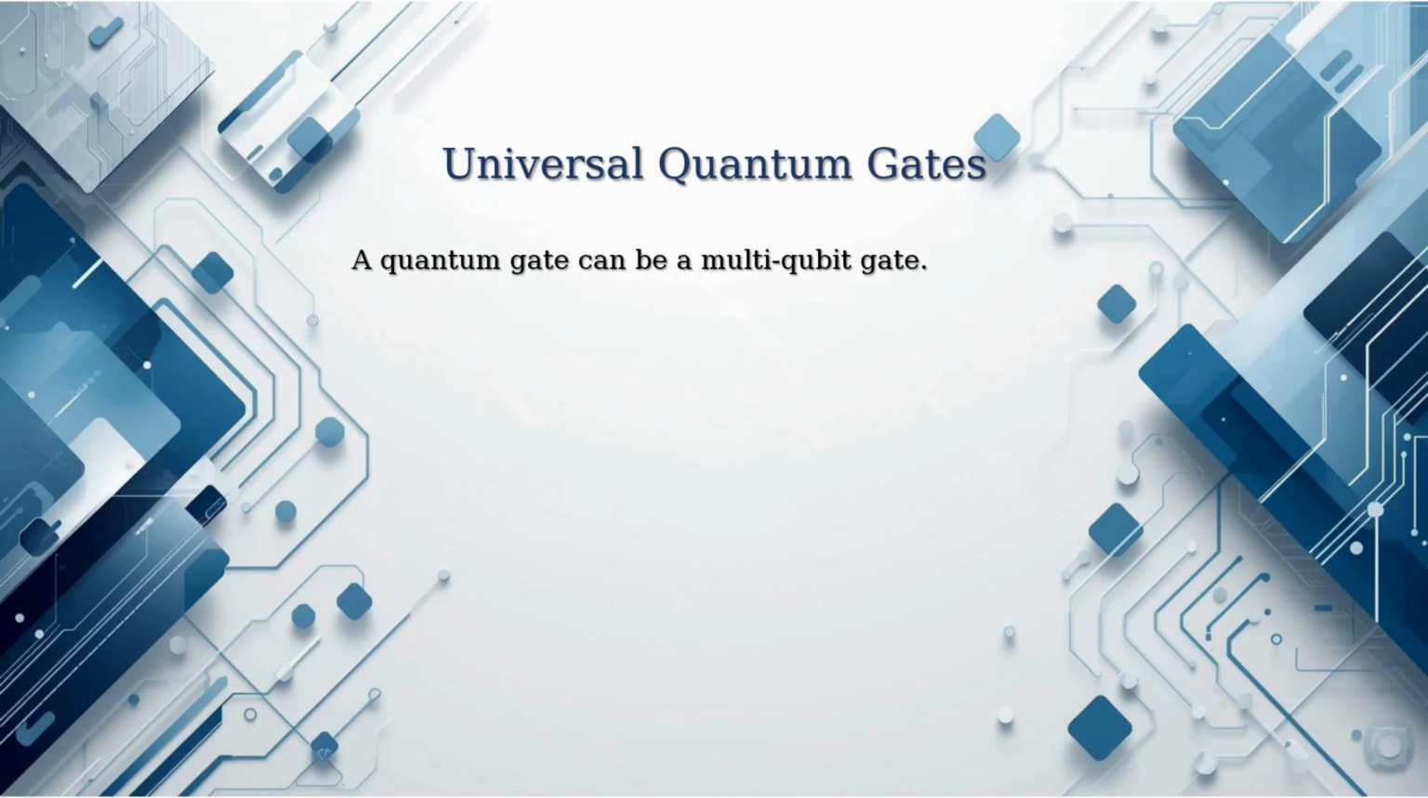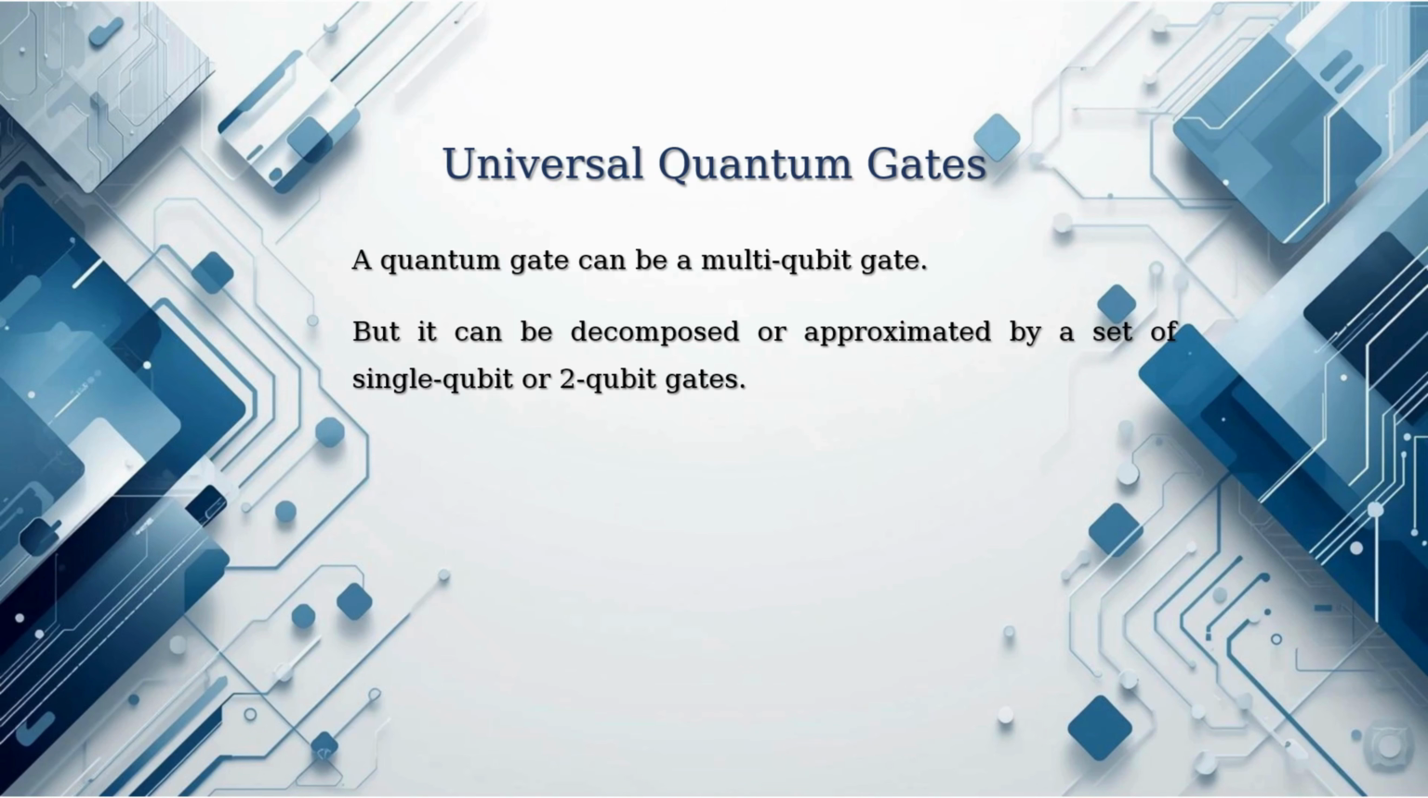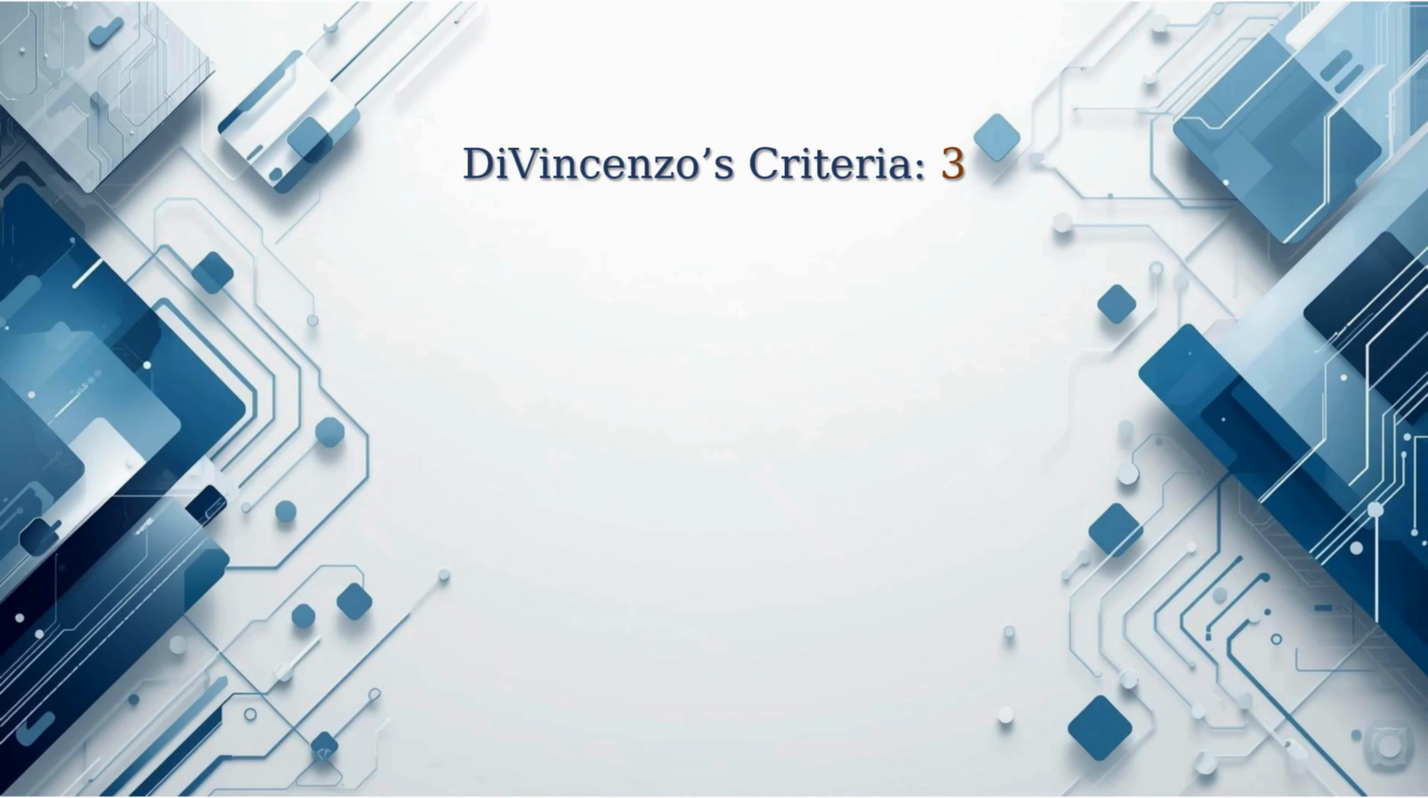A quantum gate can be a multi-qubit gate, but it can be decomposed or approximated by a set of single qubit or two qubit gates. We call those one qubit or two qubit gates universal quantum gates.